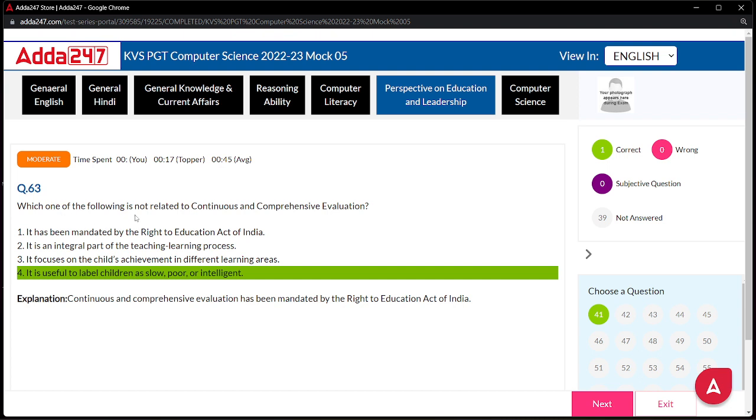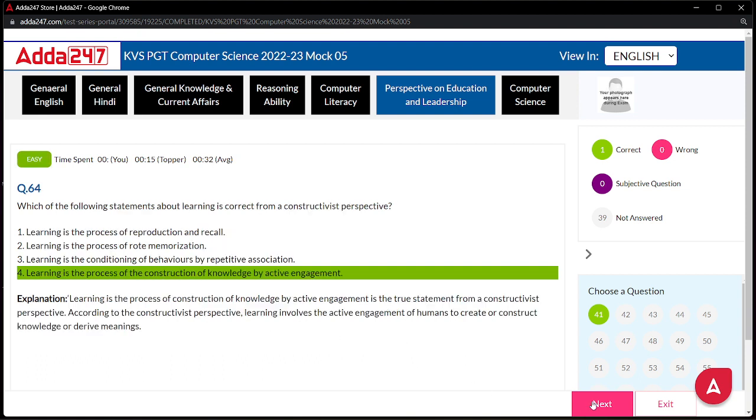Next, which one of the following is not related to continuous and comprehensive evaluation, CCE? So, not related to the CCE. It has been made mandatory by the Right to Education Act. It is an integral part of the teaching-learning process. It focuses on the child's achievement in different learning areas. But it is not useful for leveling. Leveling is a negative thing.